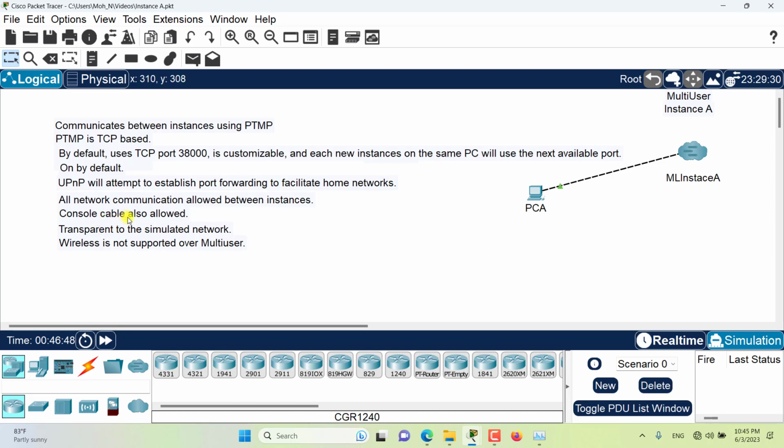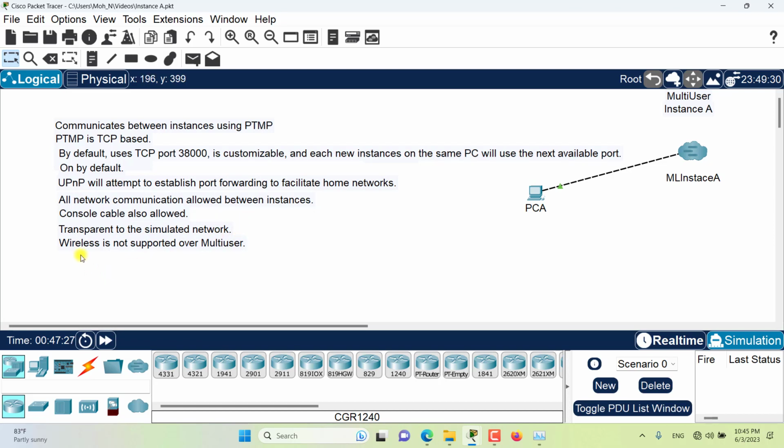Console cable is also allowed. That means that this PC can make a console cable connection to another device on the other side of MultiUser. That is also possible. Any communication happening between connected devices in MultiUser is transparent to the simulated network. So simulation mode cannot see that this is a MultiUser environment, and the MultiUser environment is transparent to the simulated network.